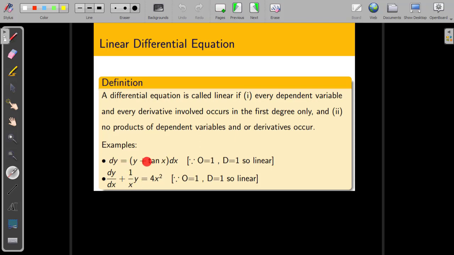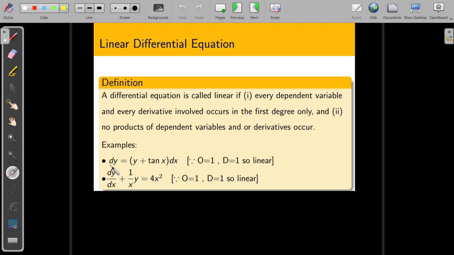Similarly, if you see example number 1, you just rearrange. Divide both sides by dx, you will get dy by dx equal to y plus tan x, which means dy by dx power is 1, the degree of this differential equation is 1, as well as the dependent variable is y, whose power is also 1. So finally we can say both are examples of linear differential equations.